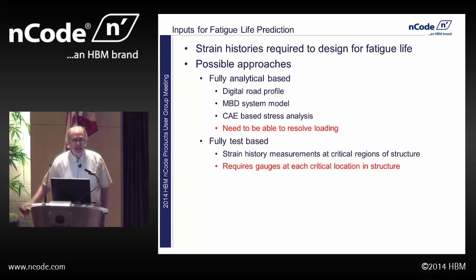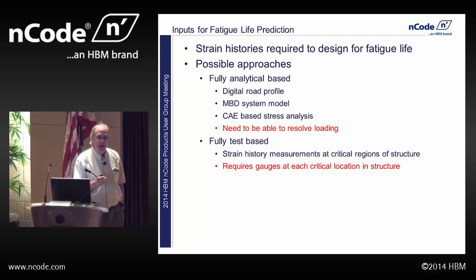At the opposite end of the spectrum, we could just build a test model and fully instrument it, put strain gauges on it, and basically pull all the loads off that way. All the strains we need off that way. And again, what we'd be doing is using those strains for our fatigue calculations, which means we need to physically get the gauges in the right locations where we're going to have critical issues.